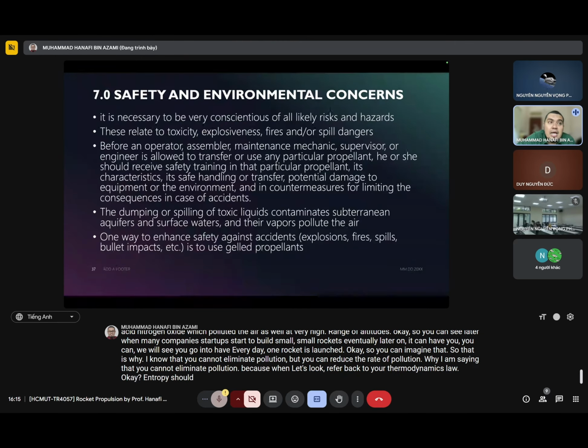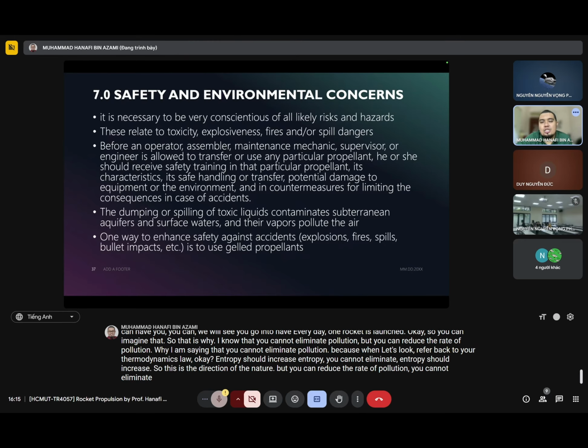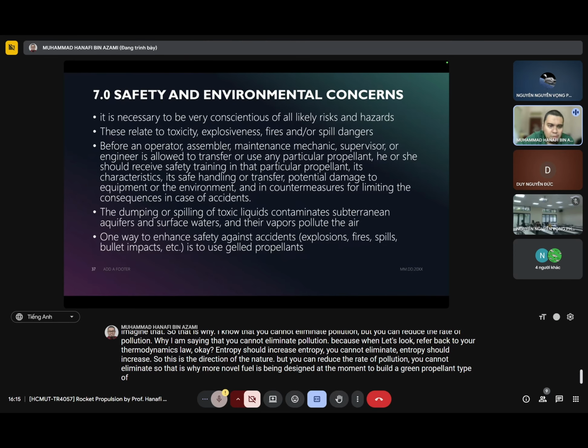Okay, entropy should increase. Entropy you cannot eliminate. Entropy should increase. So this is the direction of nature. But you can reduce the rate of pollution. You cannot eliminate it. So that is why more novel fuel is being designed at the moment to build a green propellant type of fuel. All right.